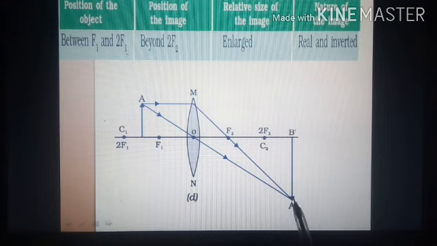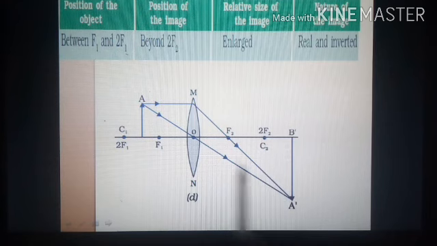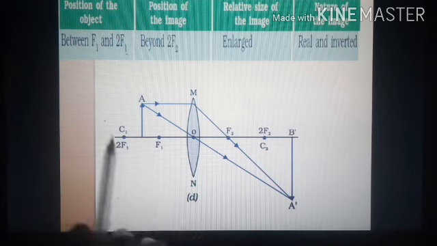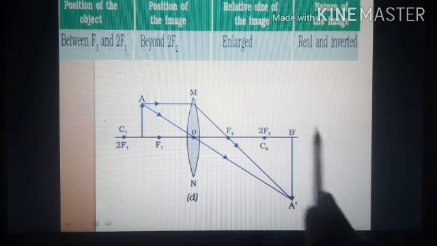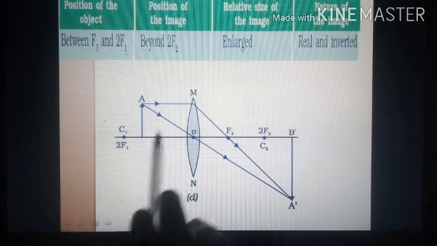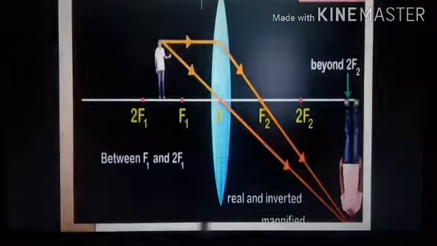You draw the image, it is called A dash B dash. So here the image is formed beyond 2f2 on the right side. The object is placed between f1 and 2f1, and the image is formed beyond 2f2, and the relative size is enlarged compared to AB. A dash B dash is enlarged, and the nature is real and inverted. So we can view it like this.